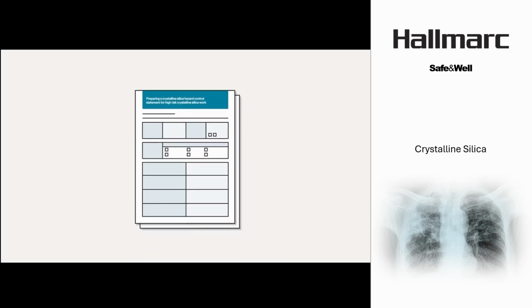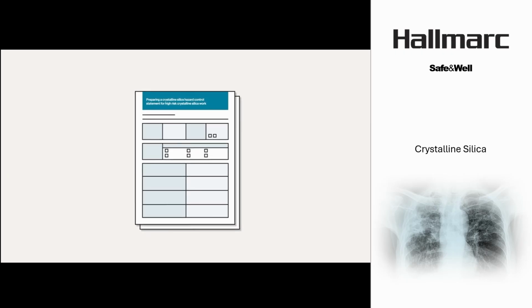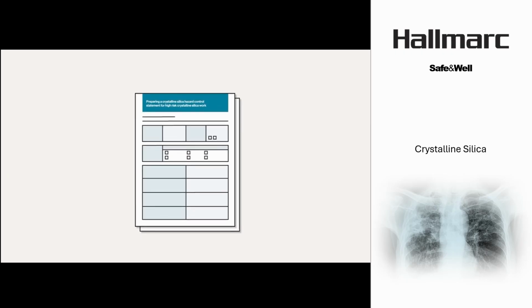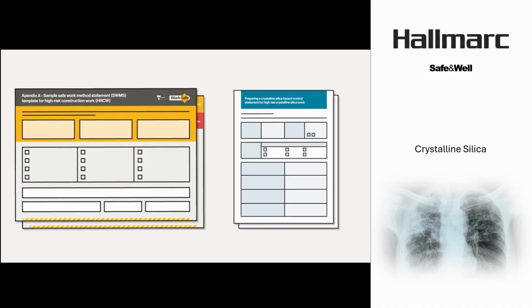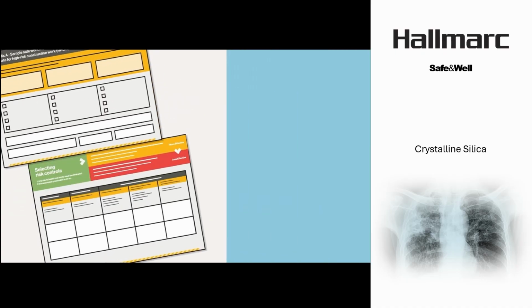This statement sets out the hazards and risks arising from the work, details the measures to control those risks, and how they will be implemented. Essentially, this document is the same as a safe work method statement.